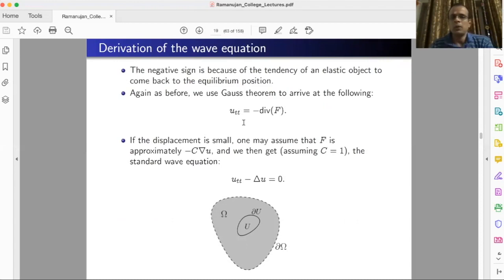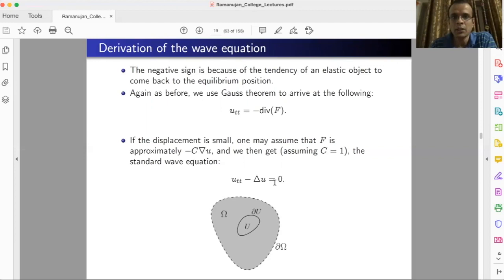Now what I want to do is convert this into a PDE involving just one unknown function only. We can make some simplifications. For instance, if the displacement is small, then one may assume that F is approximately proportional to the gradient, and we have that F is equal to minus c gradient of u. Then you make some adjustments to the constants, so assuming that c is equal to 1, if you substitute into u_tt plus divergence of F is equal to 0 the F equal to minus gradient of u, and then take the divergence, you end up with u_tt minus Laplace u is equal to 0. This is what is called the wave equation.